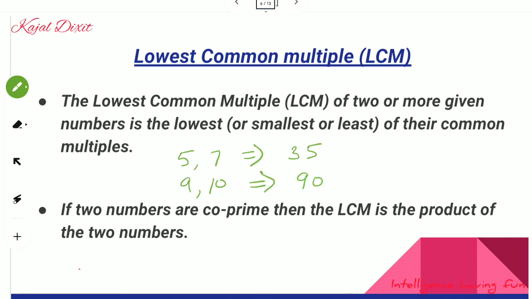Right? So we have to keep in mind that instead of finding all the multiples of the given co-prime numbers, we can directly multiply those two numbers and get the LCM easily. Okay.